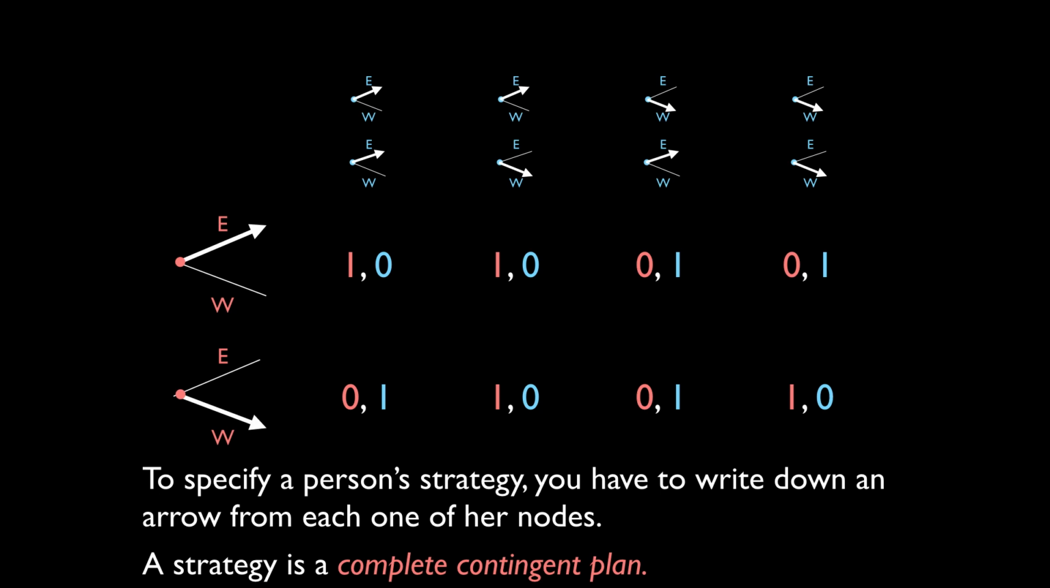The answer is no, because to understand why we ended up here, we have to understand what would have happened had the goalie gone east. So we have to specify what the striker would have done. Make sense? The short answer is, from every node, you have to color something. So you have to specify what happens at every node.